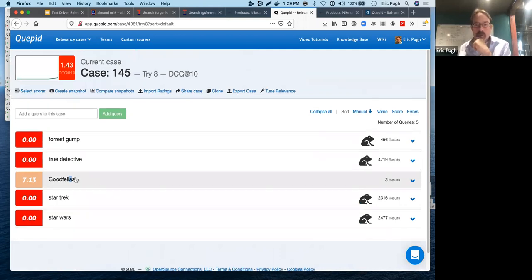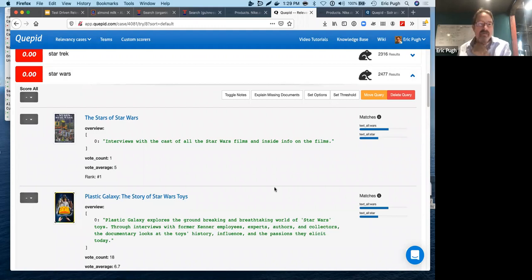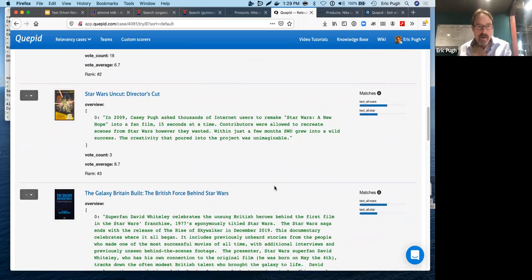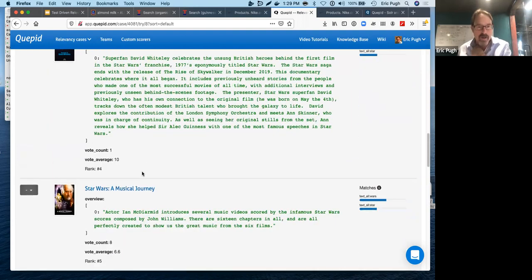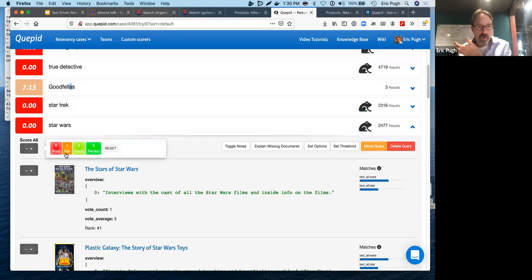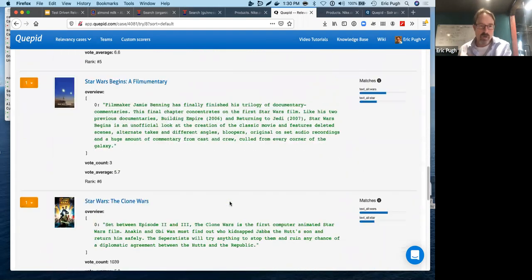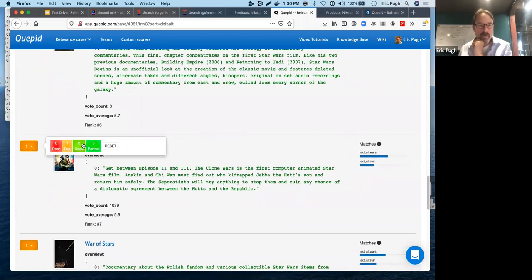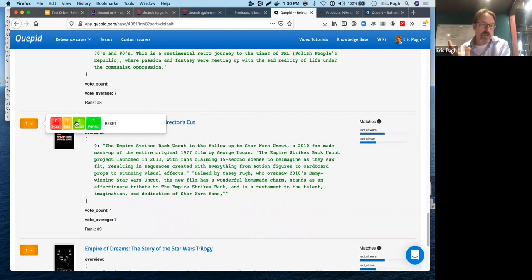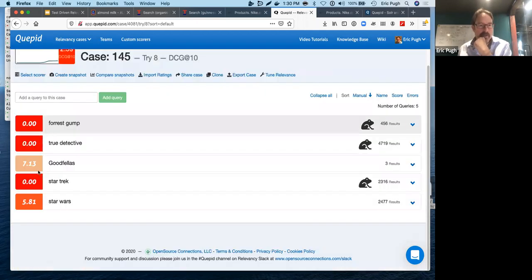Now, let's go ahead and rate some of these other movies. So this data set has every movie ever made, including all of these kind of crap movies. Lots of fan fiction, right? Star Wars, A Musical Journey. Like, oh, okay. These are all pretty, like, yeah, they're related to Star Wars, right? They're something to do with Star Wars, but not what I'm looking for if I'm typing in Star Wars. Actually, Clone Wars, I'm going to move it up to good. Empire Strikes Back Uncut, the Director's Edition, that's actually a pretty great result, but this is not, right? So there I've rated them, and I've got a 5.81.